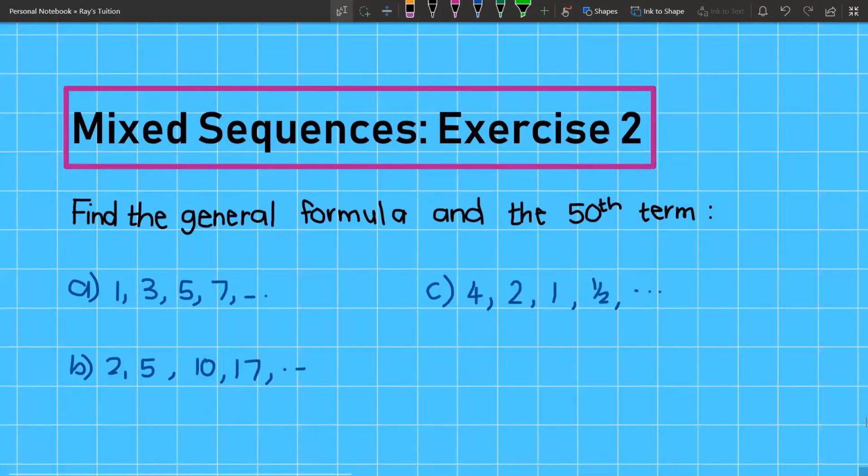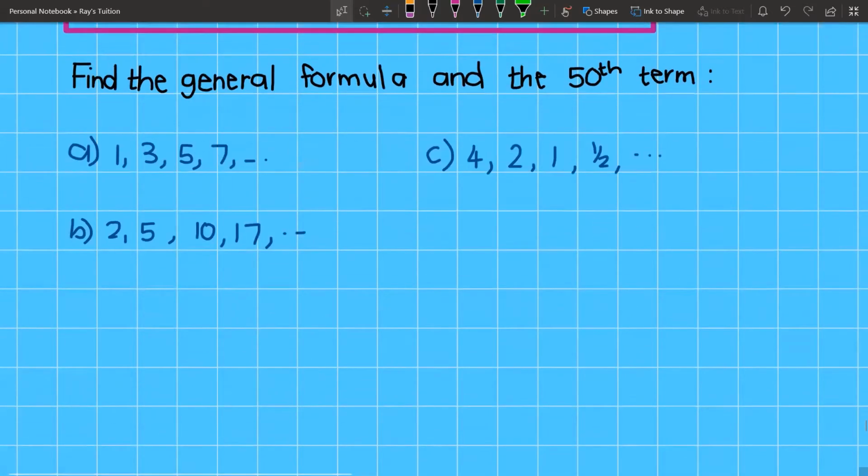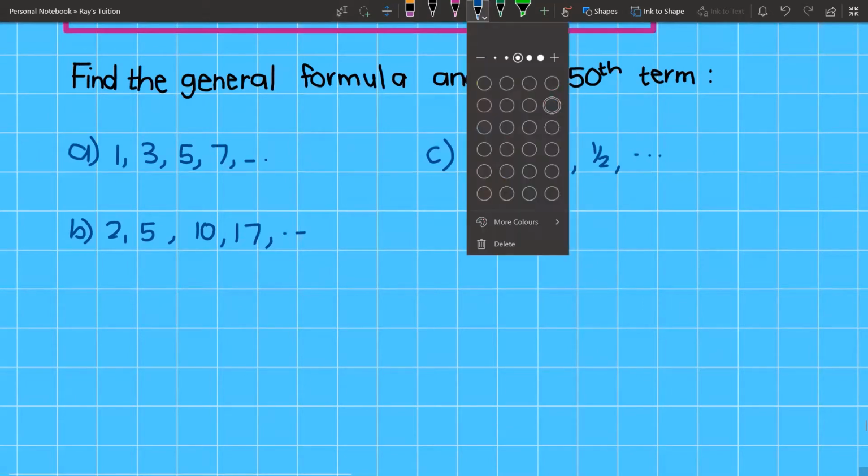In this video, we're having a look at an exercise. The exercise requires us, for each of these sequences, to determine the general formula and the 50th term. So let's get started. If you'd like, please pause the video and attempt it before you play the solution. So let's have a look at the first one.